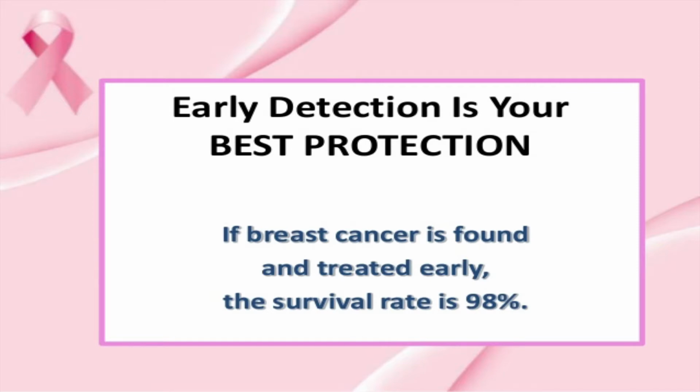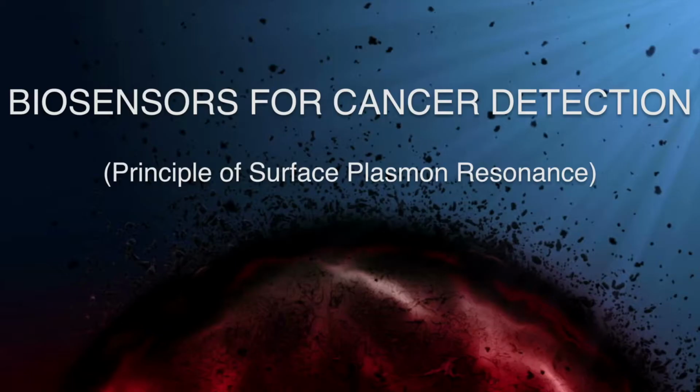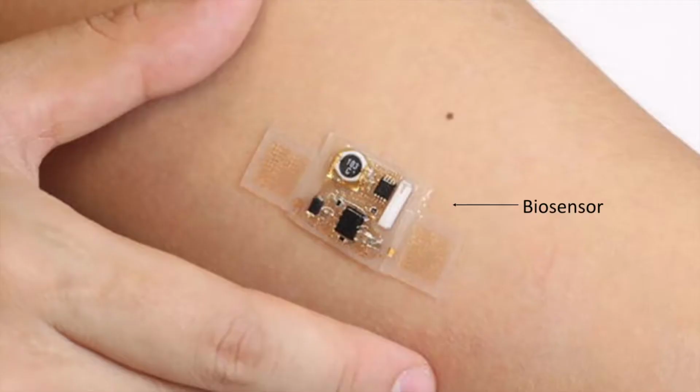Therefore, today we will talk about a device which helps detect cancer at a very early stage. These are biosensors which work on the principle of surface plasmon resonance, that is SPR. So, what exactly are biosensors?